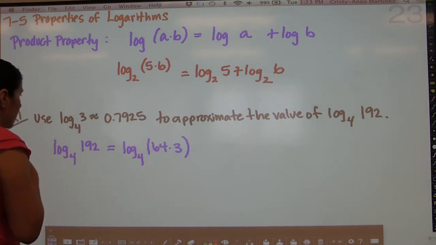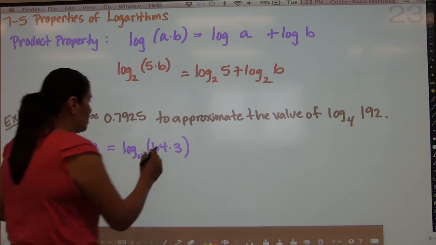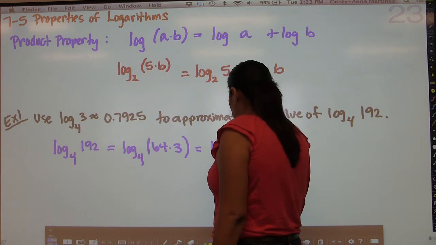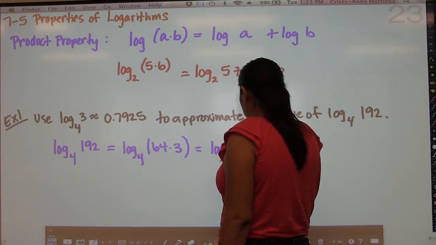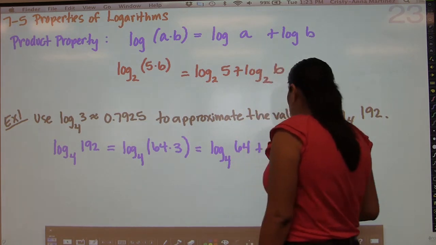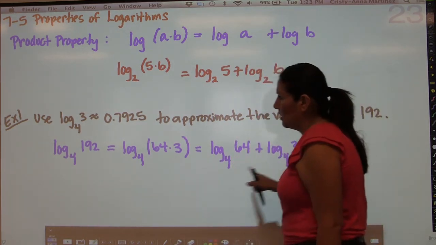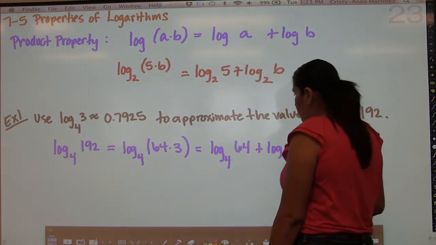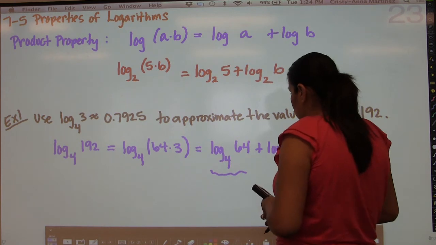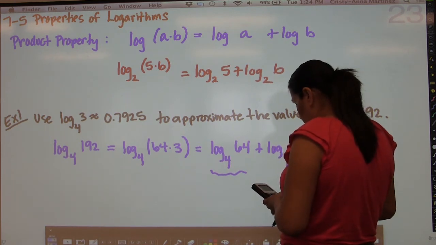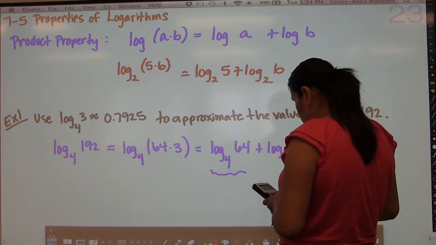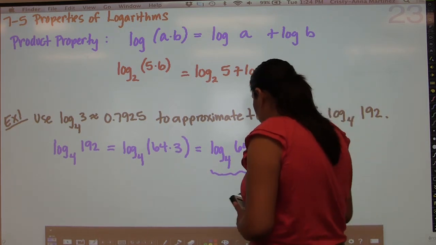And then furthermore, at this point you could actually take and separate your product into log base 4 of 64 plus log base 4 of 3. Now we already know that log base 4 of 3 is approximately 0.7925, but our other problem is the log base 4 of 64 right here. But again, we can actually take 64 and 64 is 4 to the third power.